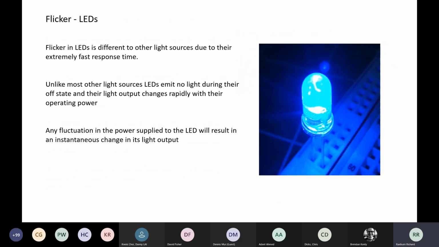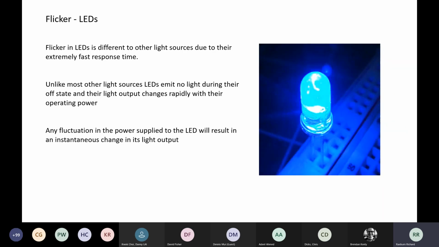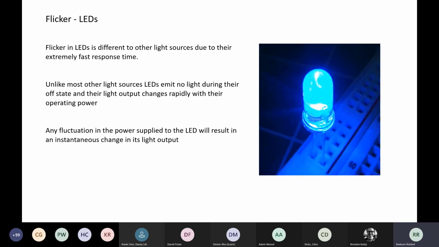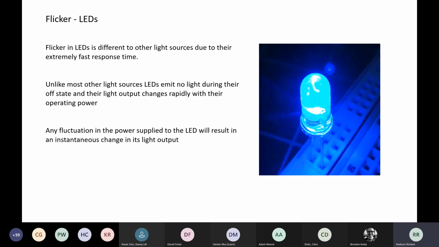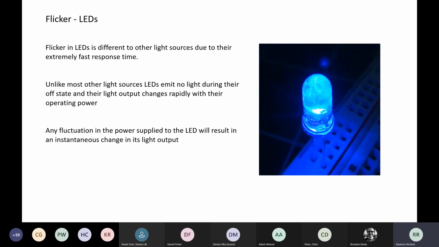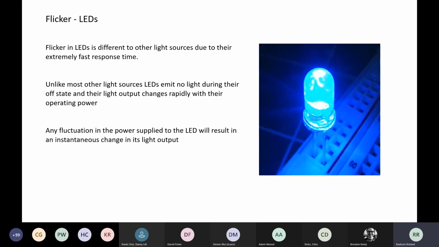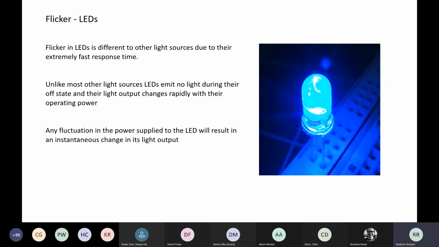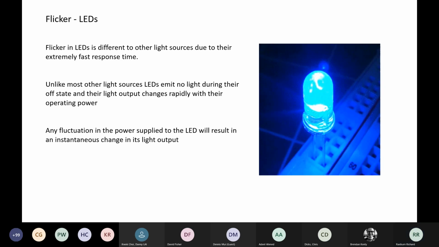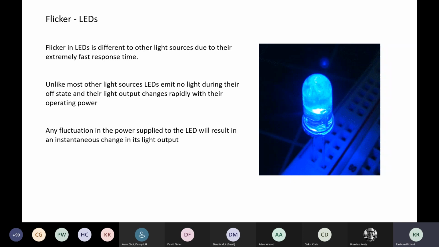So onto LEDs. Now, of course, the flickering of LEDs is different to other light sources, really because of their extremely fast response times. Typically, a couple of nanoseconds is what an LED can respond in. So very fast. So pretty much any variation in the current that you pass through an LED will cause a change in the light output. And that's what we obviously need to try and keep to a minimum.